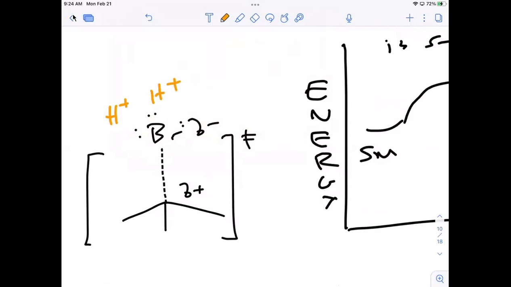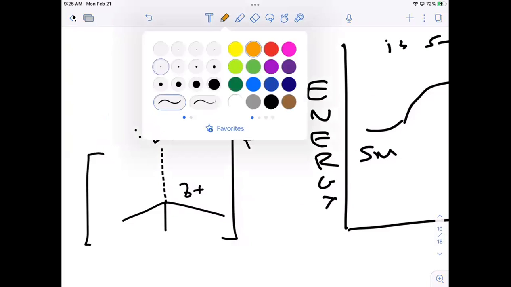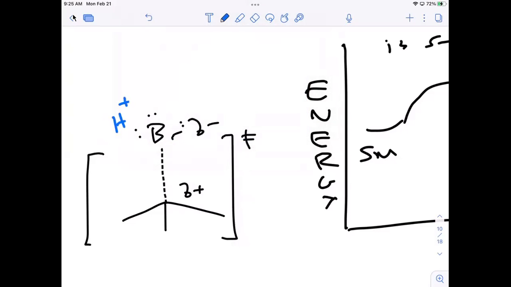If you lower the energy of the transition state, you increase the rate. This will be my protic solvent. So protic solvents solvate the leaving group. And by solvating the leaving group, I'm going to show you on the energy diagram too, they lower its energy.